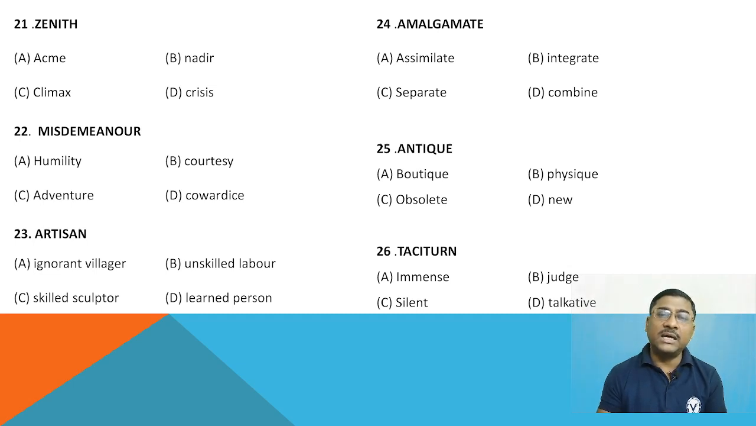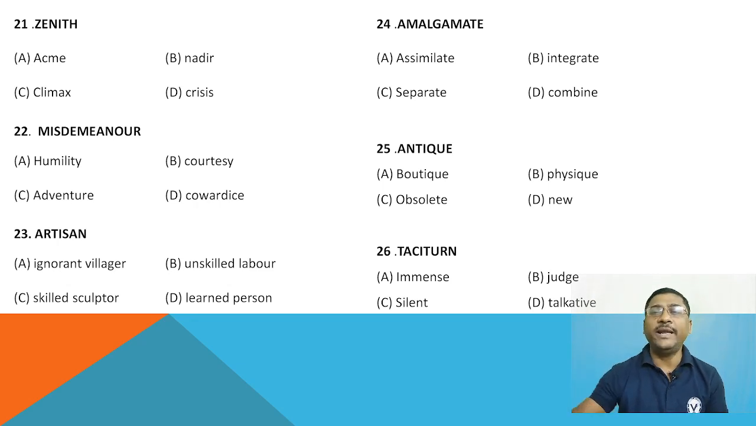Artisan means a skilled worker. Artisan means a skilled worker. So the opposite would be option B, unskilled labor. Question 23, artisan means a skilled labor. So the antonym of that will be unskilled labor.